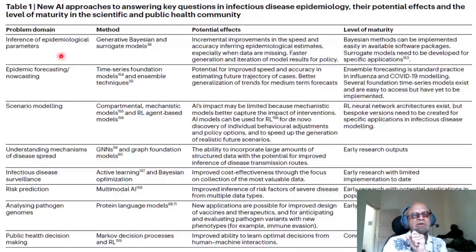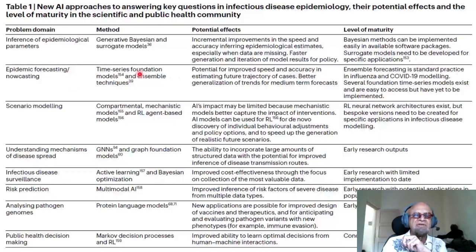Inference of epidemiological parameters. So generative Bayesian and surrogate models are used for the methods section here. Potential effects: incremental improvements in the speed and accuracy inferring epidemiological estimates, especially when data are missing. Faster generation and iteration of model results for policy. That's the potential effect. Level of maturity: Bayesian methods can be implemented easily in available software packages. Surrogate models need to be developed for specific applications.